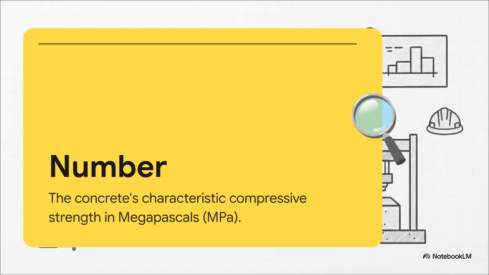But a recipe is only as good as the final result, right? The second half of our code, the number right after the M, represents the concrete's characteristic compressive strength. We measure this strength in a unit called megapascals, or MPa for short. Now, compressive strength is exactly what it sounds like. It's the maximum downward crushing load that the hardened concrete can take before it finally cracks and fails. So naturally, a bigger number means it can hold up a significantly heavier load.